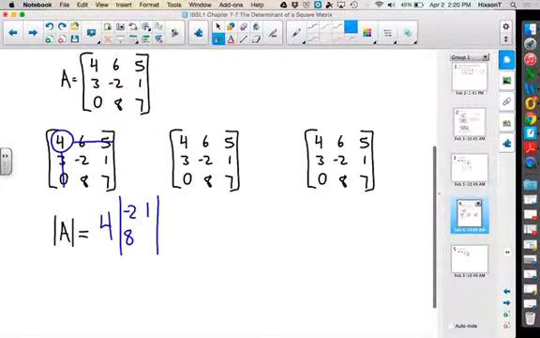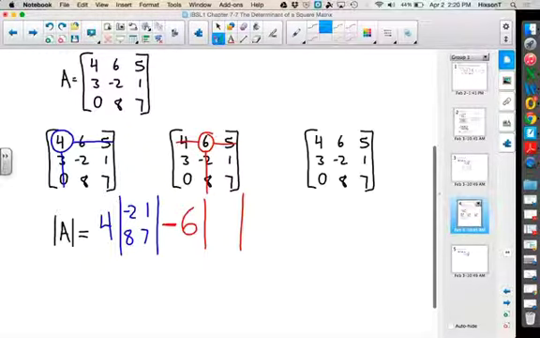-2, 1, 8, and 7. Okay? Then for the second term, remember we're going to subtract. That's the one thing that's easy to forget in this formula. You always subtract the middle one. So we are going to use the 6 as our cofactor, and then the minor, we eliminate that first row in the middle column, and we have 3, 1, 0, 7.